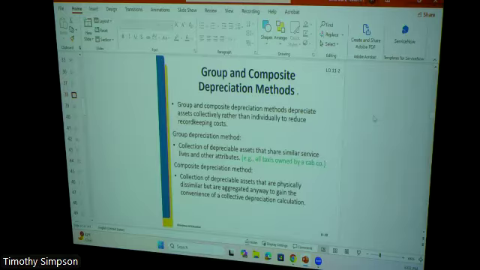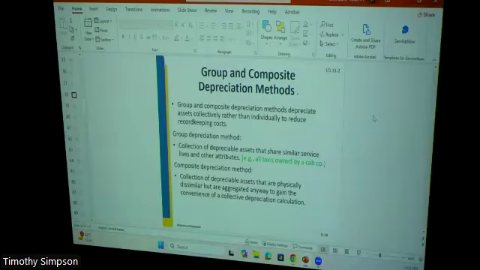So, okay. All right, so I want to talk a little bit about group and composite depreciation methods. Composite depreciation, some intermediate textbooks get into this in a lot more detail. We don't really so much here. We do get into the group method a little bit more than the composite method, and we'll talk about why the group method is used and what the advantages are of it, and maybe some of the drawbacks.